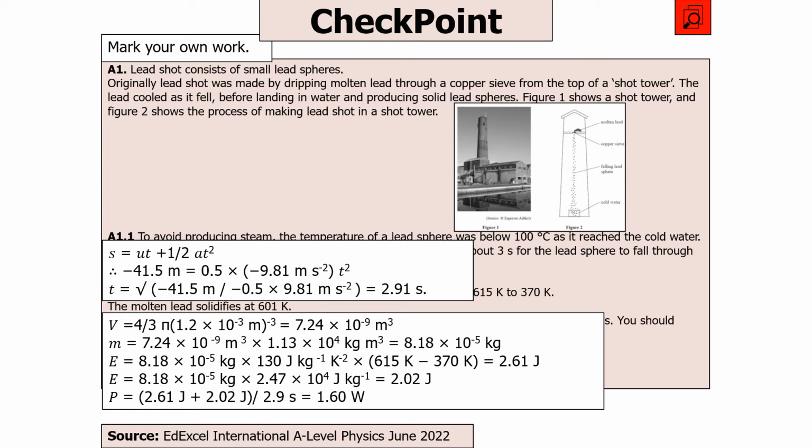We can then look at E equals ml as it changes state, as it solidifies, by doing mass times by the latent heat, which is 2.02 joules. So add the two together, that's the energy change, divided by the time will give you the power, so you get 1.60 watts.